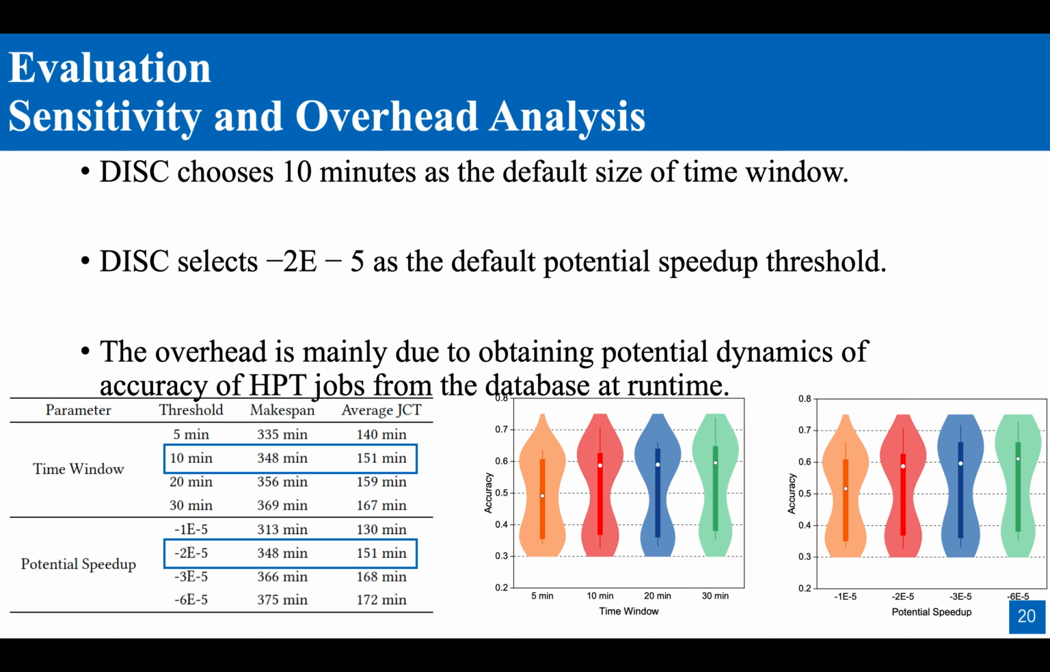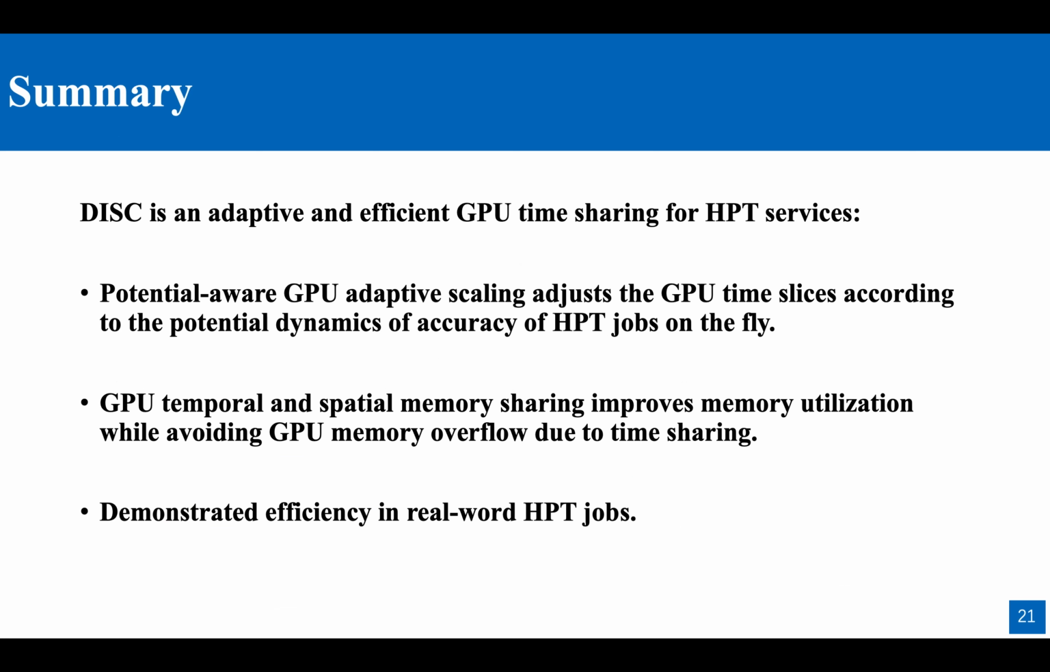The overhead is mainly due to obtaining potential dynamics of accuracy of HPT jobs from the database at runtime. We trained ResNet 50 for 100 minutes and found that the total overhead is less than 2%.